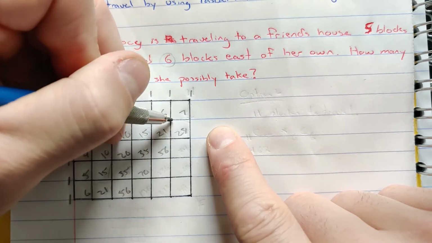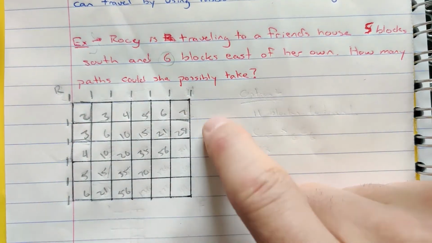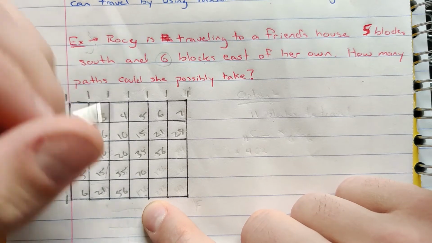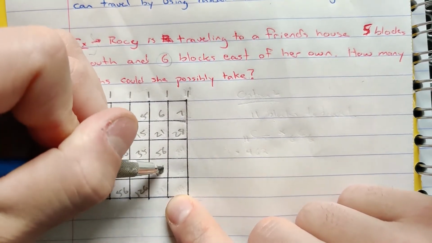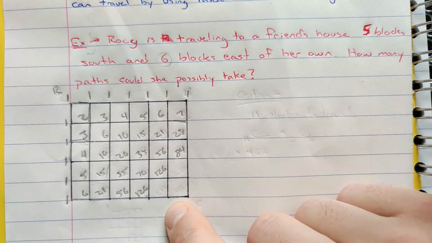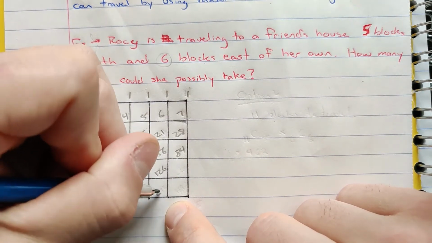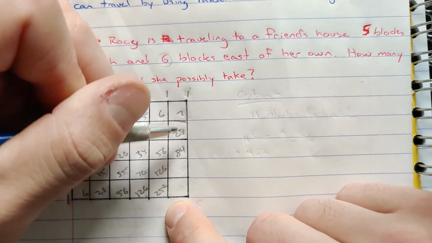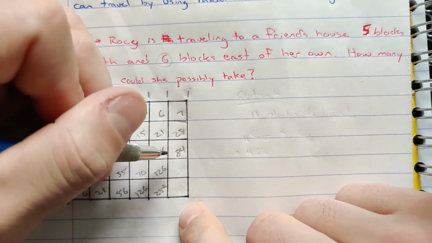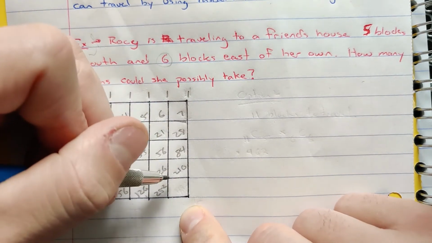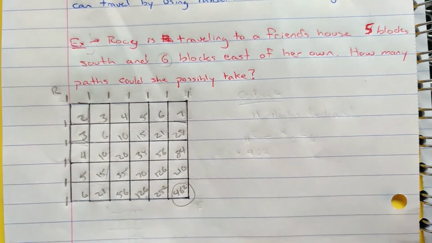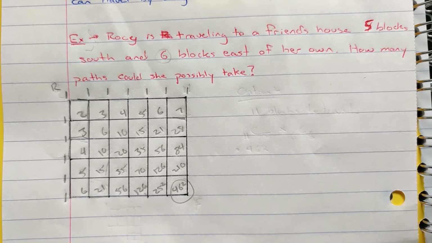To get to here, we have our 7. To get to here, we have 56 and 70, so that's going to be 126 here, 126. 56 and 28 is going to give us 84 paths here. 126 and 126 is going to give us 252. And then 210. And then 252 and 210 gives us a total of 462. So this point here, to get here, there's 462 possible paths that Royce could follow.